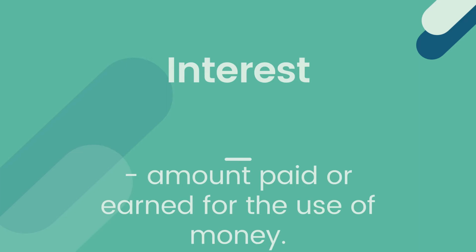Firstly, we need to know what is the meaning of interest. It is an amount paid or earned for the use of money. So there are two kinds of interest, the simple and the compound interest. And as we go further with this video lesson and presentation, we are able to dig more understanding about the topic.